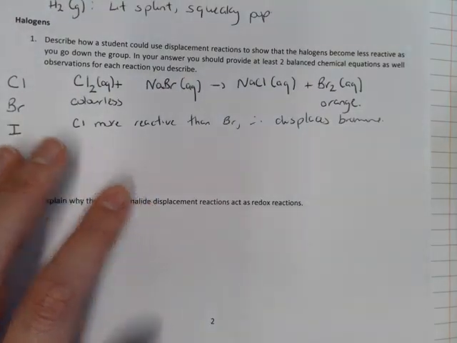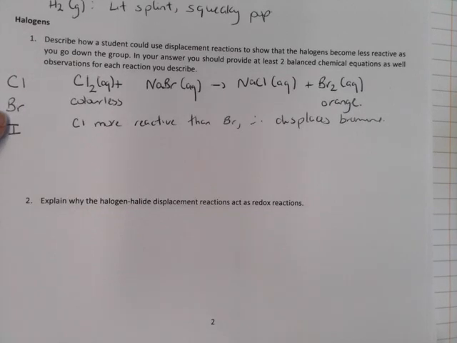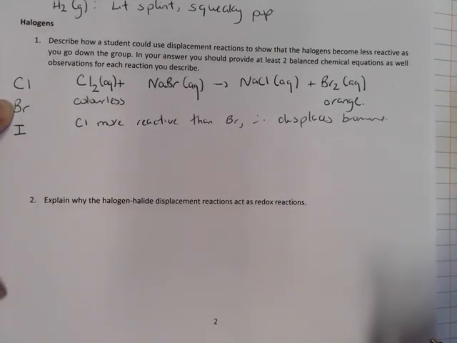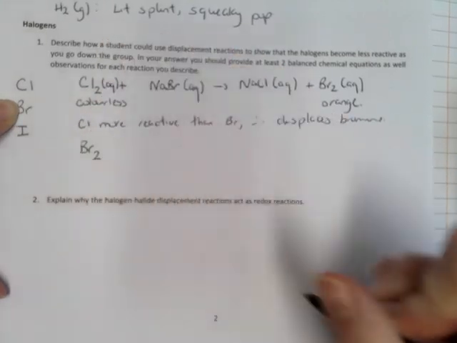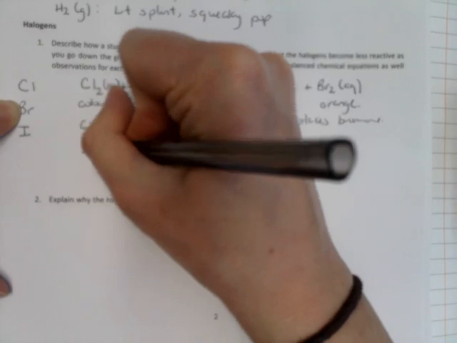Okay, that's my conclusion. That shows that chlorine is more reactive than bromine. I'm now going to show that bromine is more reactive than iodine. Do exactly the same thing. If this is the one that's more reactive, this is the one that starts by itself. Again, it's diatomic. Again, it's going to be aqueous.